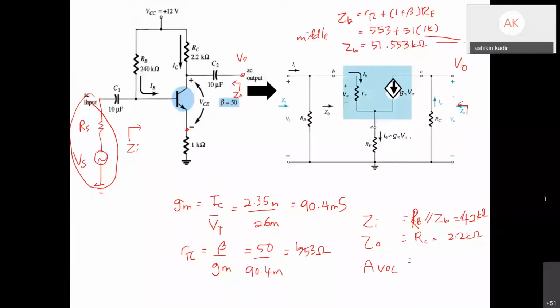V out equals negative GM V pi RC over VI, which is V pi plus GM V pi RE. Okay, so that equals negative 2.176. Good.